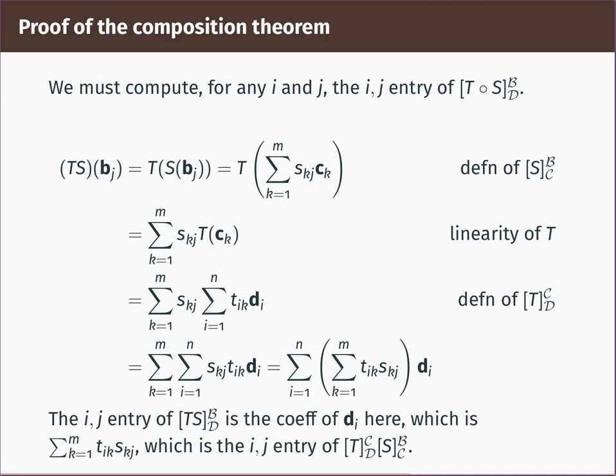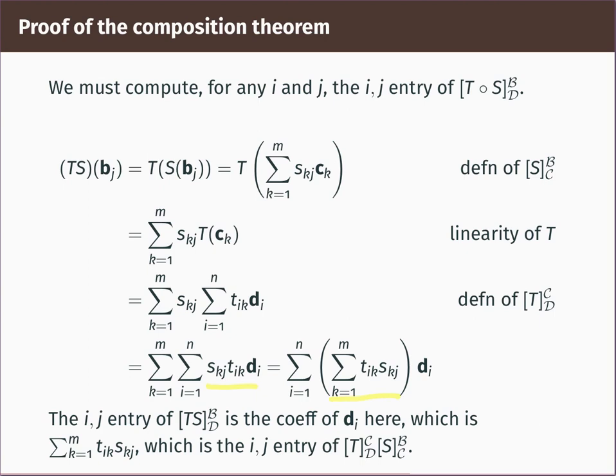Now we're ready to use our notation for the elements of the matrix of T with respect to initial basis C and final basis D. We can replace T of Ck by the sum from i equals 1 to n of Tik Di. So if we move this Skj through the sum, then we get this expression here. And if we collect together the coefficients of Di, then what we get is this final thing here. So this is the coefficient of Di, the sum from k equals 1 to m of Tik Skj.